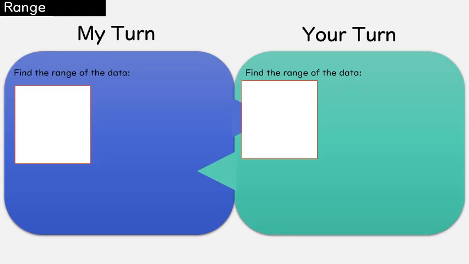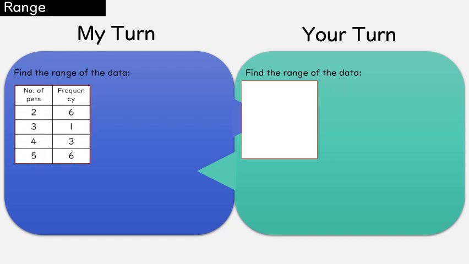So we've got to my turn, your turn here. Can I find the range of this question here? Well, let's remind ourselves, range equals the biggest, take away the smallest. Well, before I have a look at that, what does this table tell me? They've obviously surveyed how many pets people have, and we can see from this first column, 6 people have 2 pets. 1 person has 3 pets.